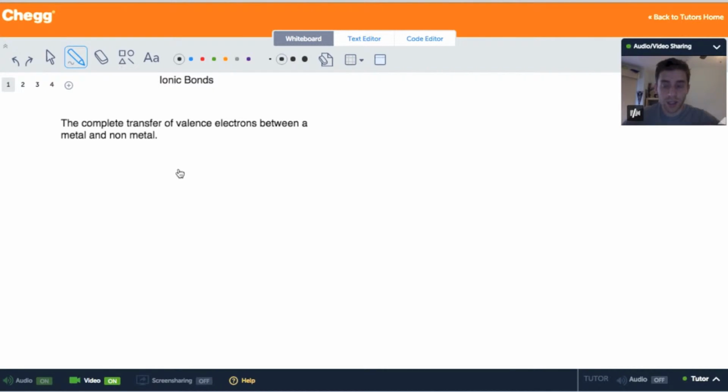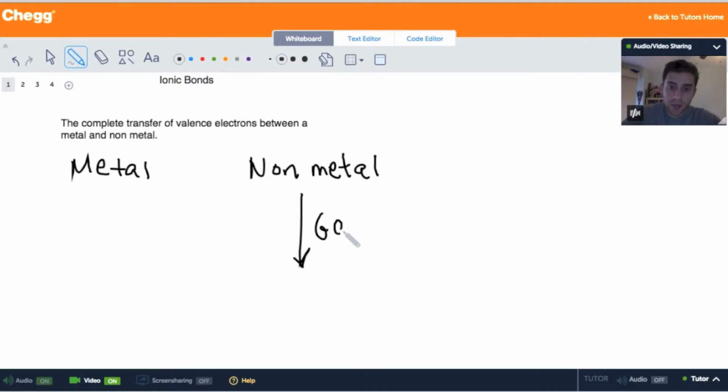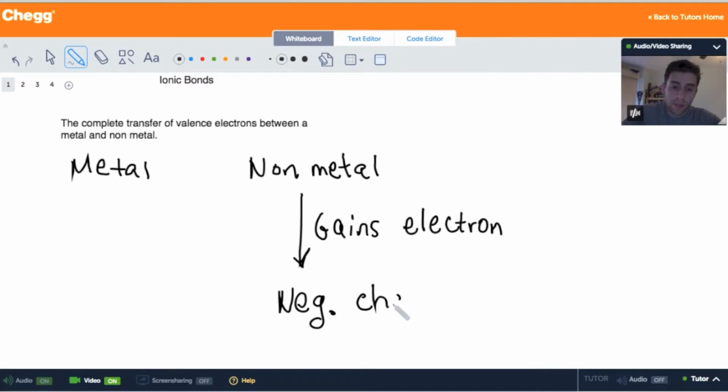It receives the electrons. So we can write it like this. So the metal, nonmetal, gains electrons, and it becomes negatively charged because it gained something that is negative, an electron. And we call this an anion. A negatively charged ion is an anion.